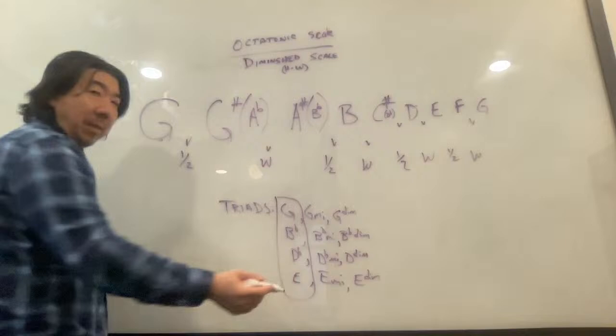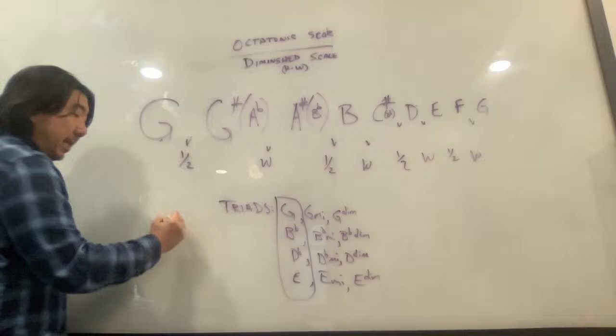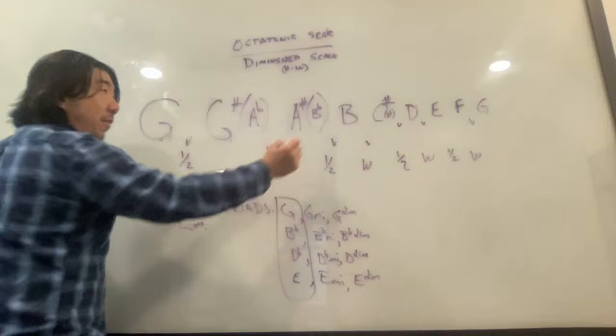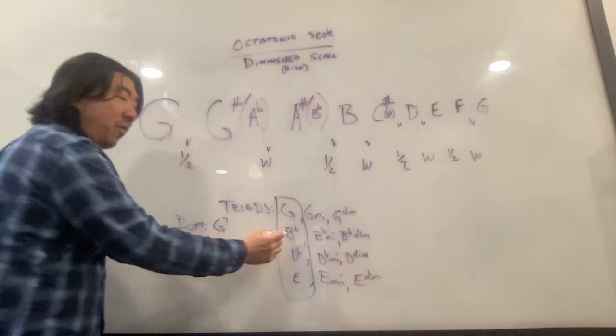In order to make them seventh chords, dominant seven, we have to add a flat seven. So G, B, D, F. Whoa, what do you know? G7 is in this. What about B7? You have to spell it.